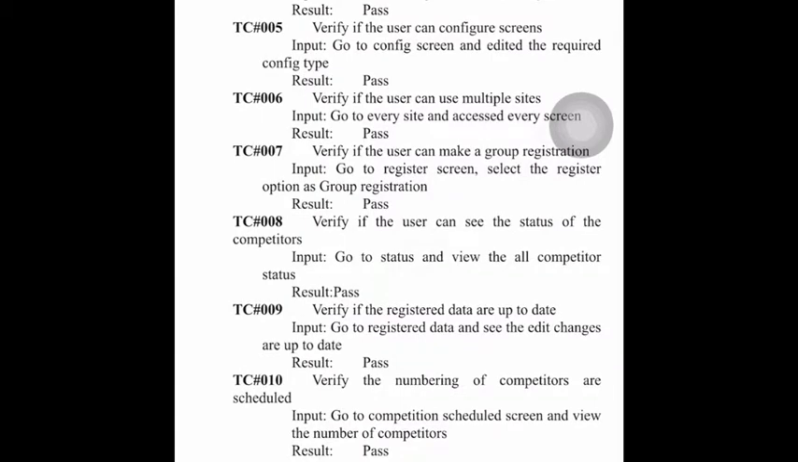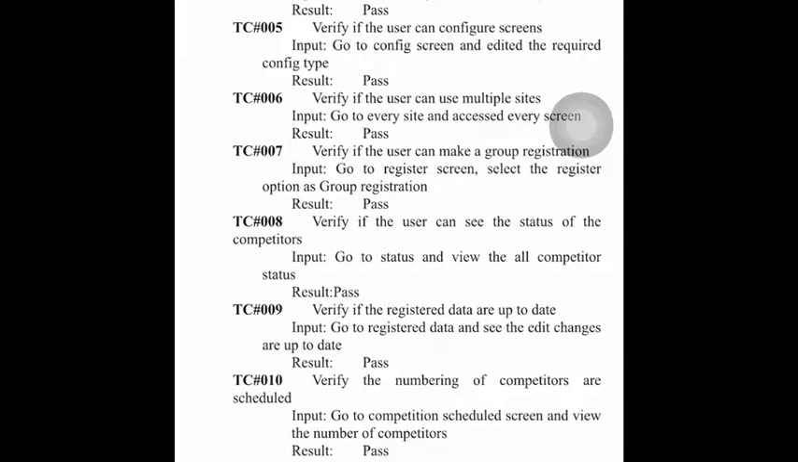Seventh one is TC-007. Verify if the user can make a group registration input. Go to register screen. Select the register option as group registration, result pass. Eighth one is TC-008. Verify if the user can see the status of the competitors input. Go to status and view all competitor status, result pass.